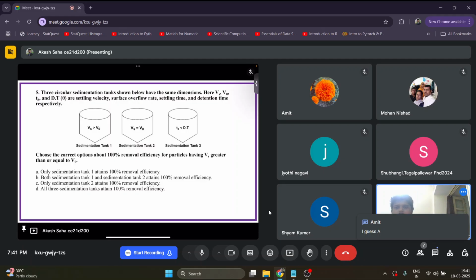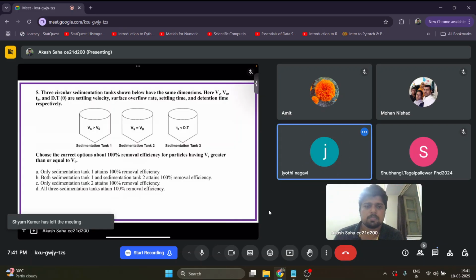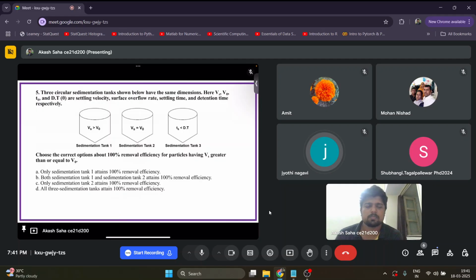Okay, what about B? You just read it properly. It is given to choose the correct options about 100% removal efficiency for particles having Vs greater than or equal to V0. So equal to is also a part of it. If it is equal to V0 also, then 100% settling will happen. So now tell me the correct answer. Option B.